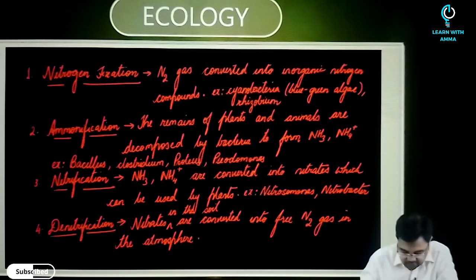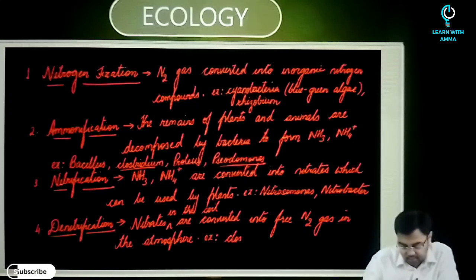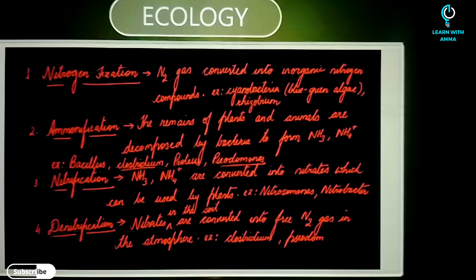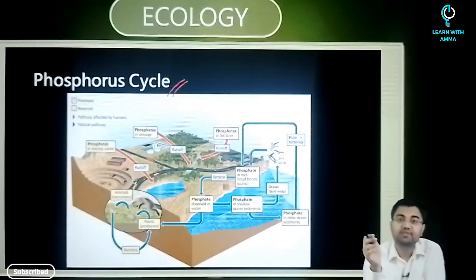Then you have the denitrification process, and if you have to take examples here, then you can take two examples, and these are these two, Clostridium and Pseudomonas. The next cycle that we have is the phosphorus cycle.